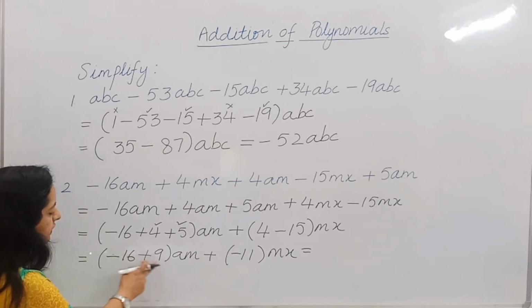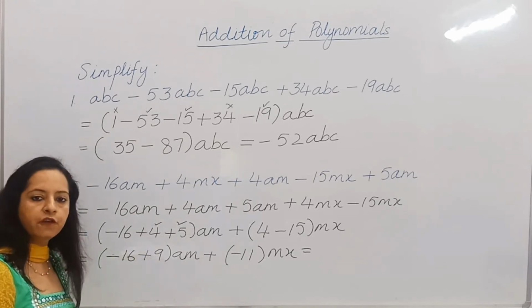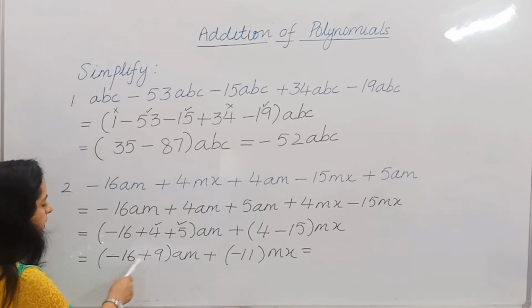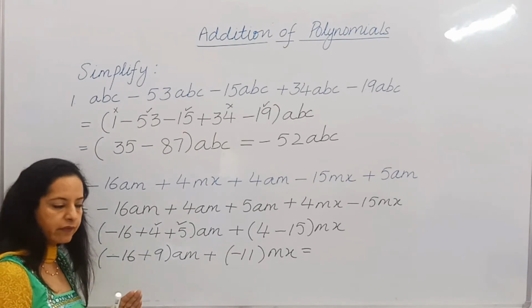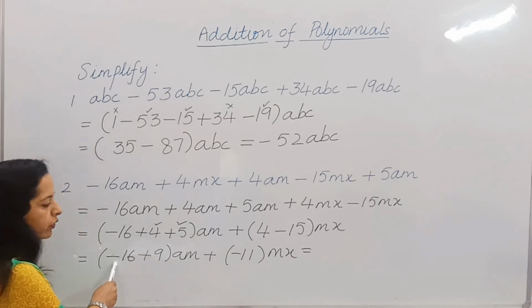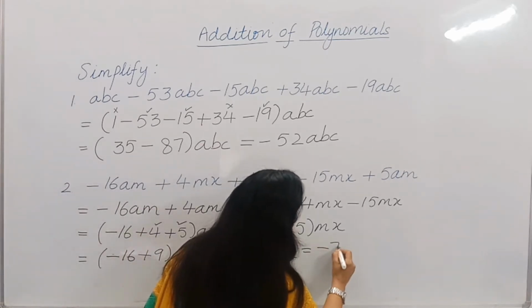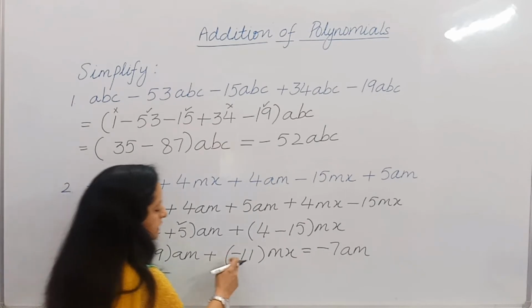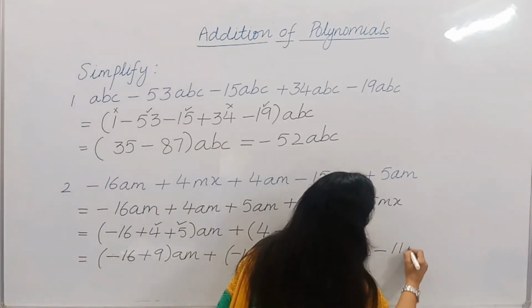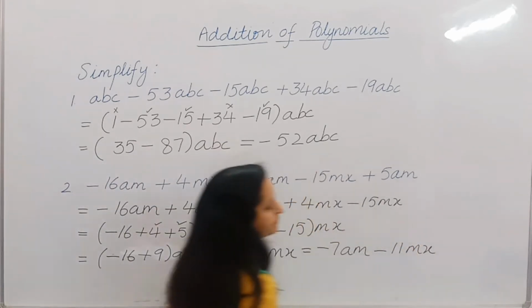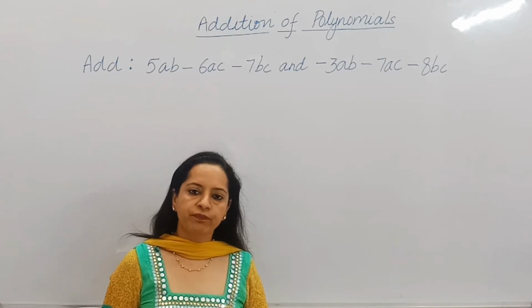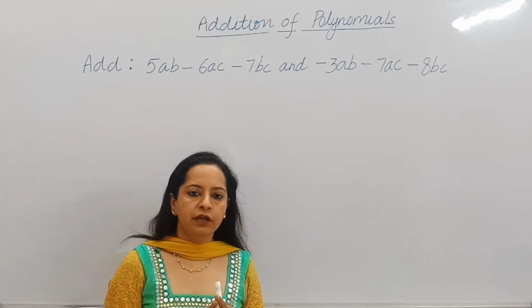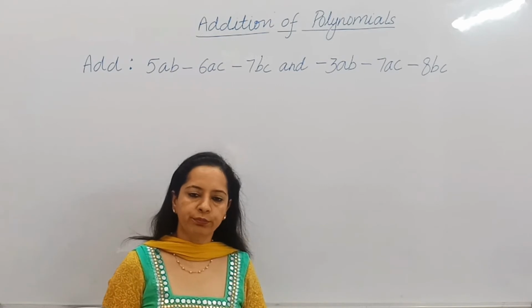16 is negative and 9 is positive. Different sign, we subtract. So 16 minus 9 is equal to 7. And the sign is always of the greater number, so we'll have minus 7 m. And in this case, plus into minus is minus, so minus 11 mx. Now since we have understood the basic concept, we are moving to addition of polynomials.